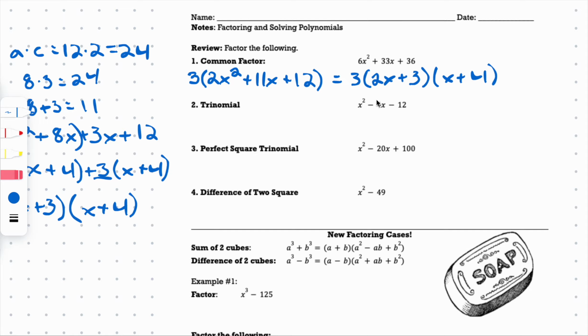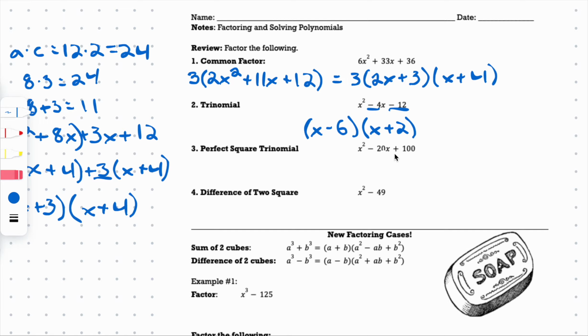Okay, for a trinomial like this, it's pretty simple. We want to find 2 numbers that multiply to negative 12 and add to negative 4. So we find that negative 6 and positive 2 do that. So we have x minus 6, x plus 2, and that's just how we factor it.